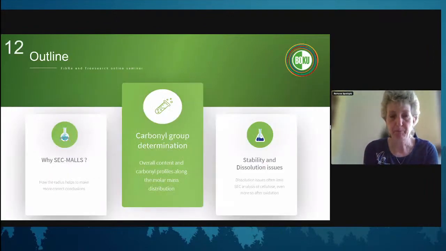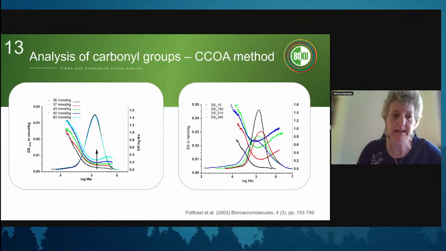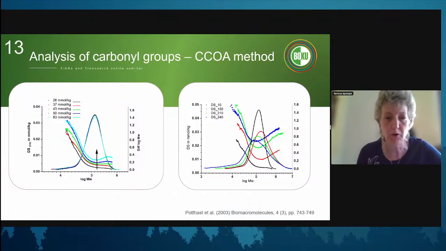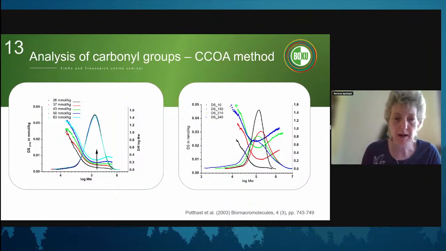All right. Now, very quickly into carbonyl group determination. I don't want to go into details here for the method. It's long known. We call it the CCOA method. What we do is we attach a fluorescence label to a carbonyl, that can be a keto group or an aldehyde group. We cannot distinguish between keto and aldehyde groups. But by doing that prior to dissolution and SEC measurements, we basically can trace the carbonyl groups along the molar mass distribution. And we can also, of course, measure a total amount.